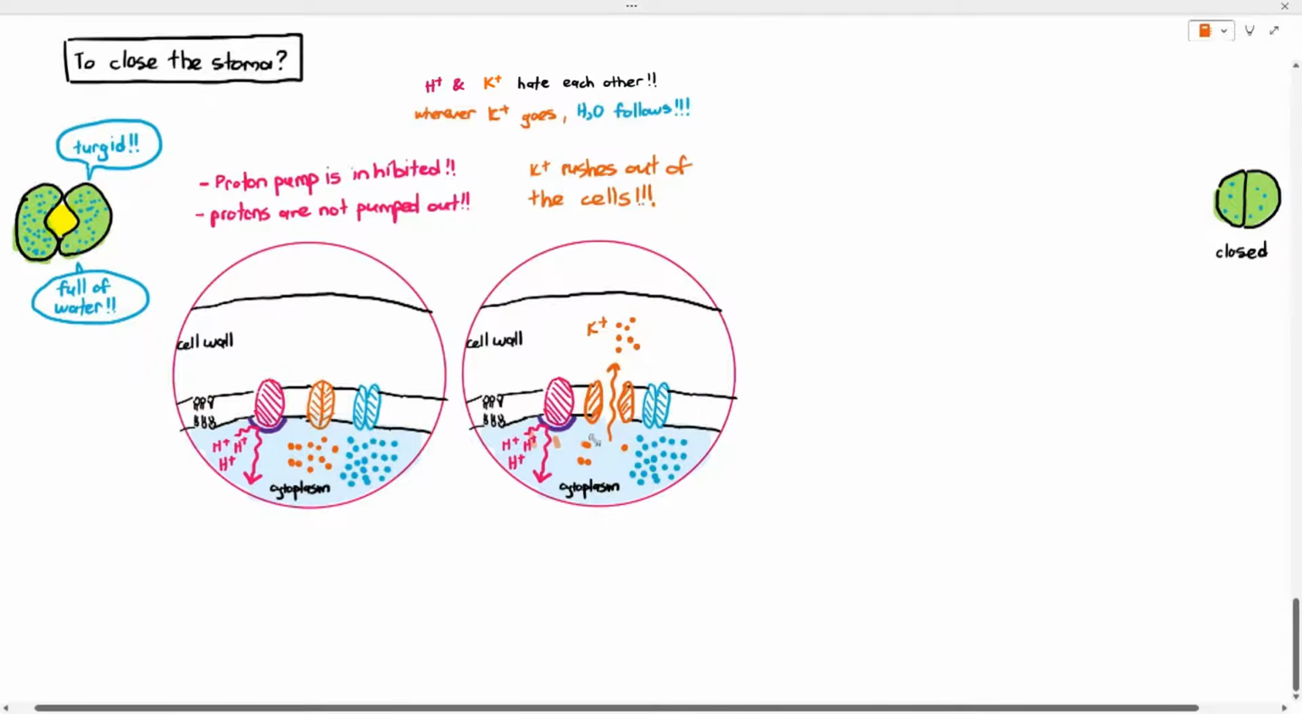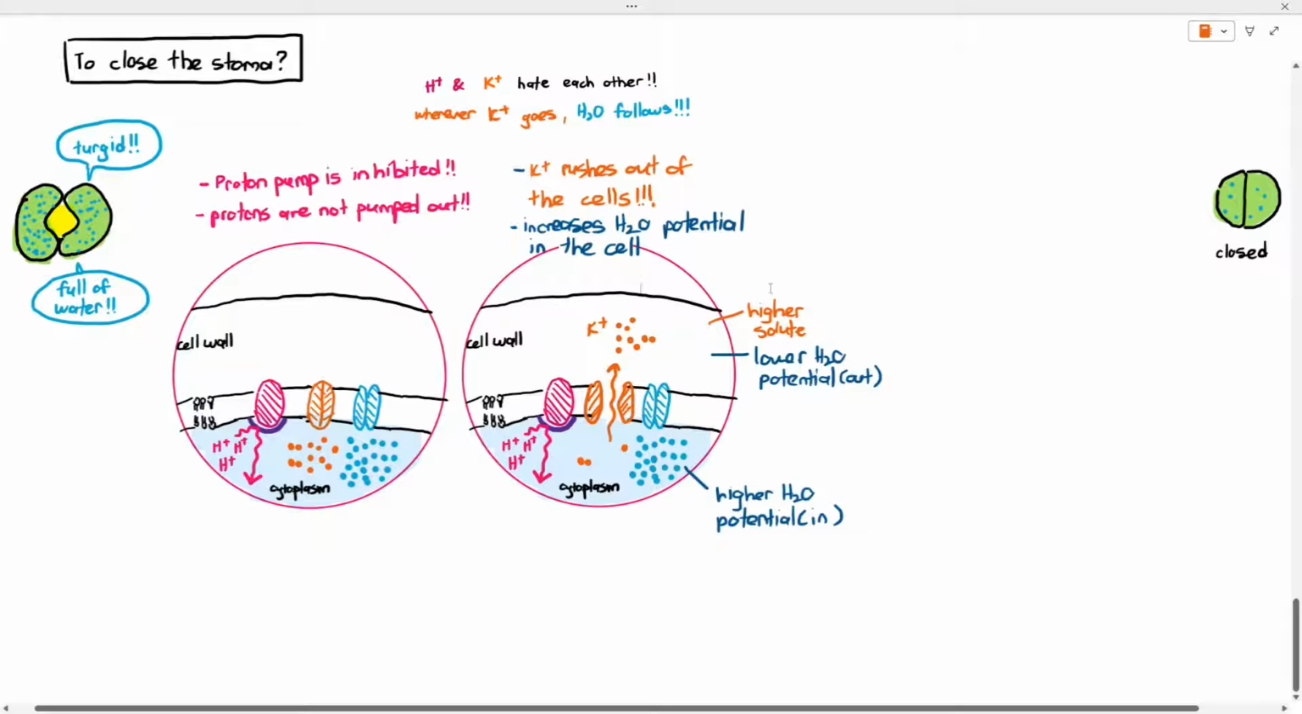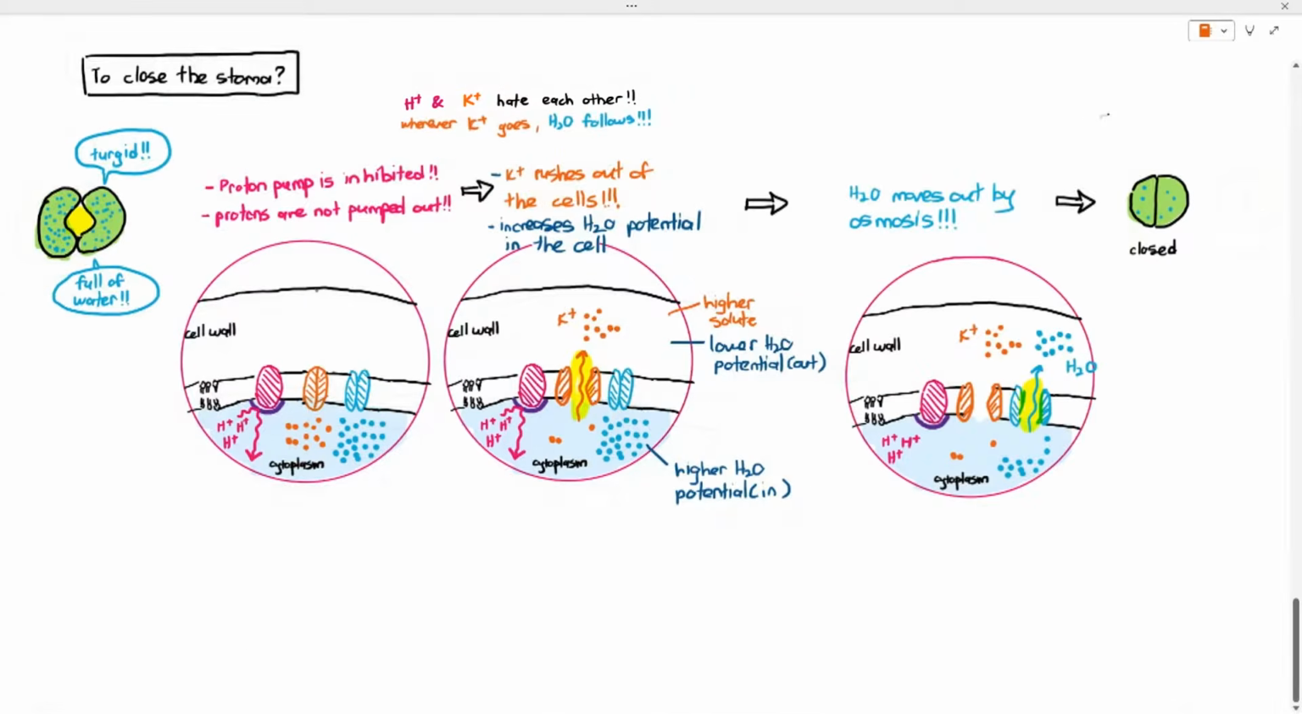That's exactly what happens. And now the cell wall has a higher solute concentration compared to the cytoplasm. It has a lower water potential outside the cell and a higher water potential inside the cell. So it increases the water potential in the cell. So what happens? Told you, wherever potassium ion goes, water follows. So if the potassium ion went out of the cell into the cell wall, water will also move out of the cell. In this case, through osmosis.